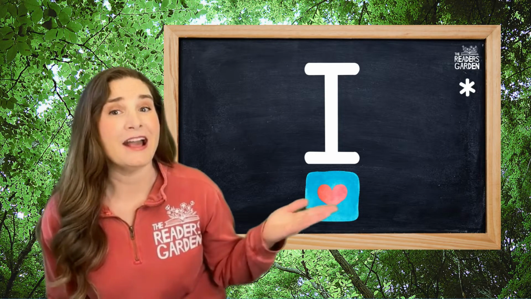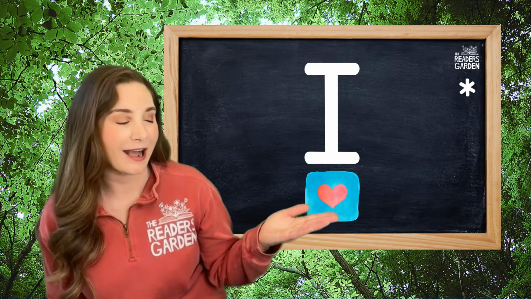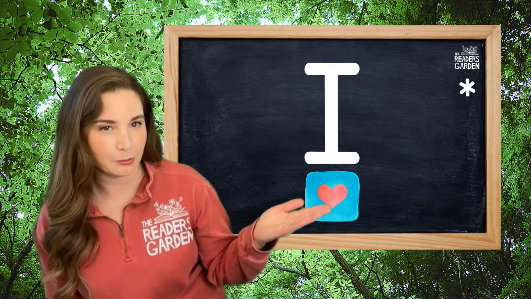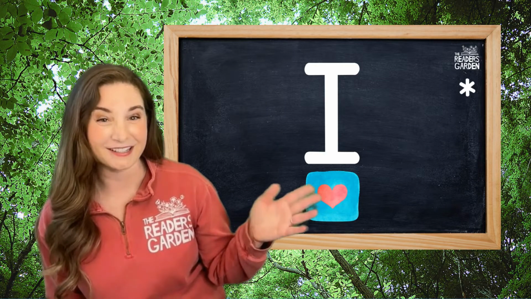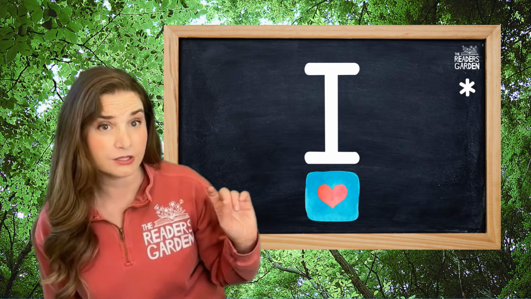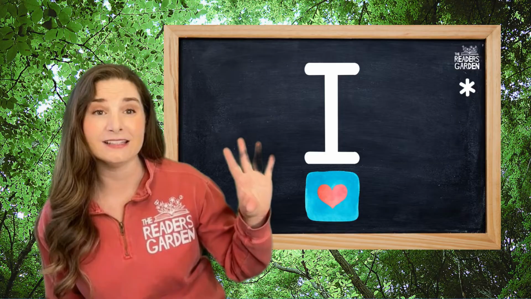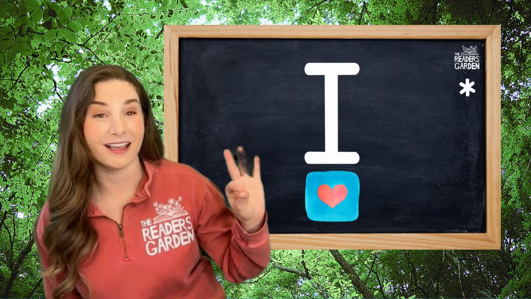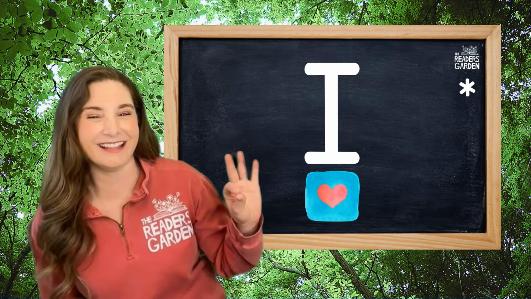Now let's figure out how many sounds are in the word I. I have a feeling this is going to be pretty quick for us to figure out. All right, let's finger tap those sounds. The first sound that we hear in the word I is I. And there's only one sound. That's right.